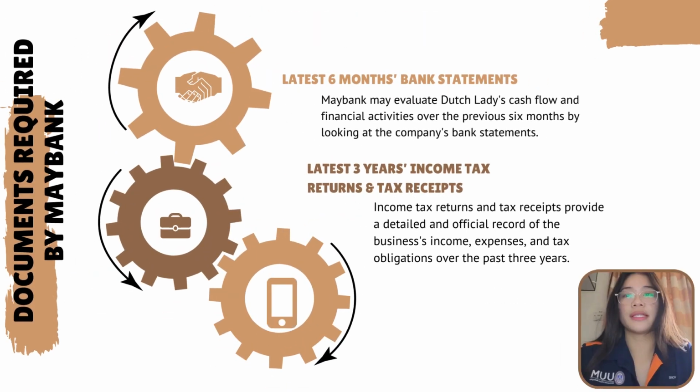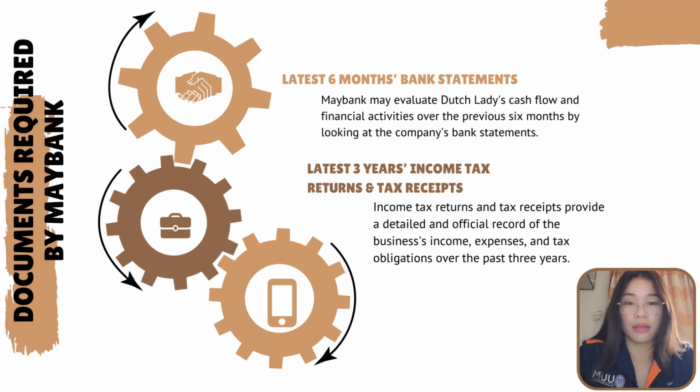The next document is latest 6 months of bank statements. Maybank may evaluate Dutch Lady's cash flow and financial activities over the previous 6 months by looking at the company's bank statements. Additionally, Maybank is able to assess Dutch Lady's cash flow patterns, including the dates and frequency of arriving and exiting funds, by looking over the bank statement. This data is essential for determining the company's working capital requirements and cash management capabilities.